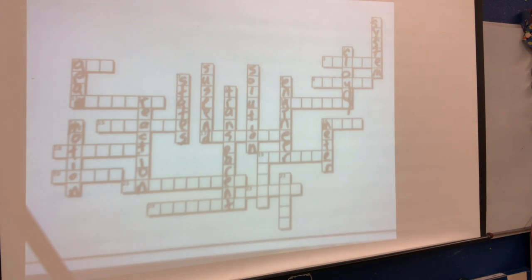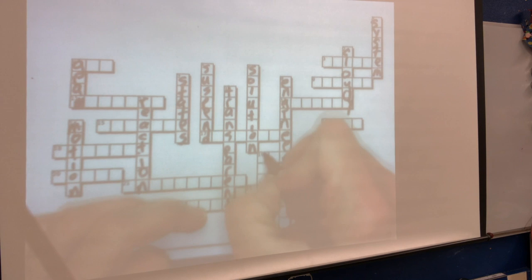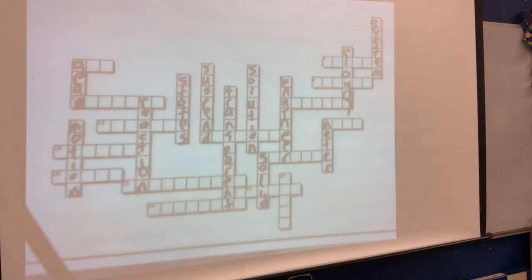Okay, number 19 down. Matter that has a definite shape. Where is 19 down? There it is. So remember, there are three types of matter. Liquids pour and flow. Gases always expand. Which type of matter keeps its own shape? Solids. Solid, liquid, and gas.